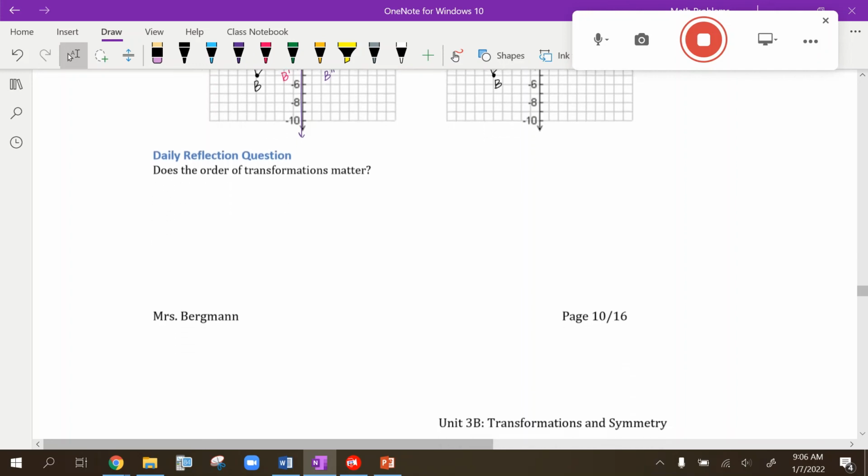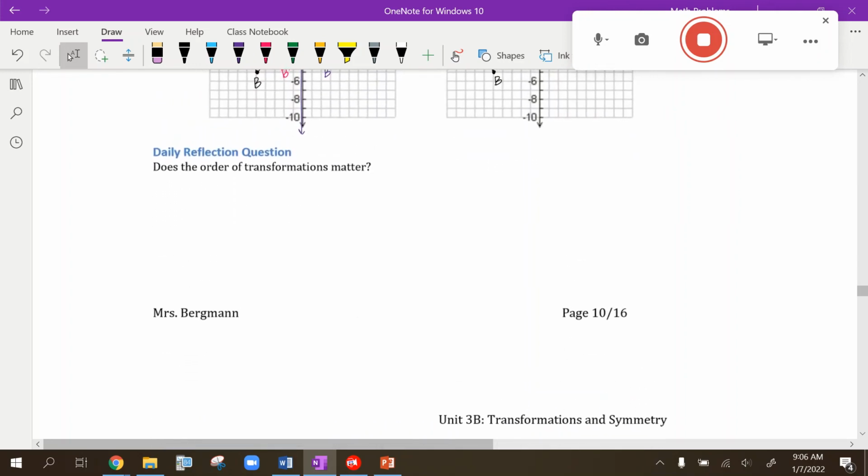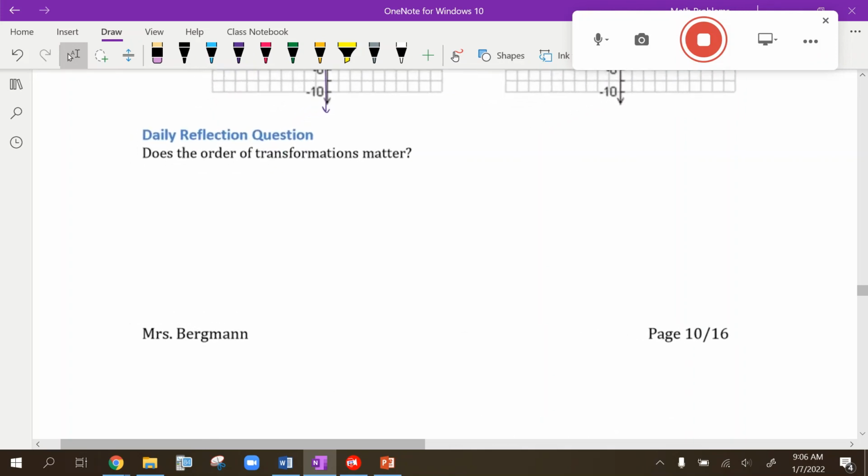That just about wraps it up with transformations. We'll be looking a little bit more about a couple other compositions. After that, we'll deal a lot with the symmetry part of this chapter.